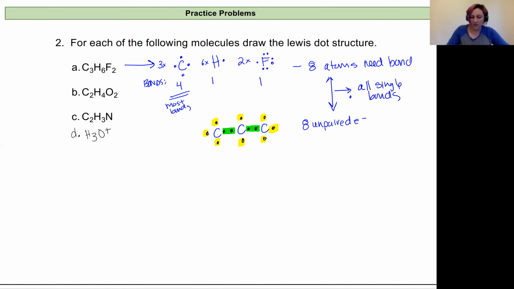So I'm going to put my fluorines on the end, just on a whim, on each side. And be sure to draw the lone pairs on this. That's really important. And so I've created a bond between these fluorines and carbons. Next, I'm going to place my hydrogens. 1, 2, 3, 4, 5, 6. And I've created bonds there as well.